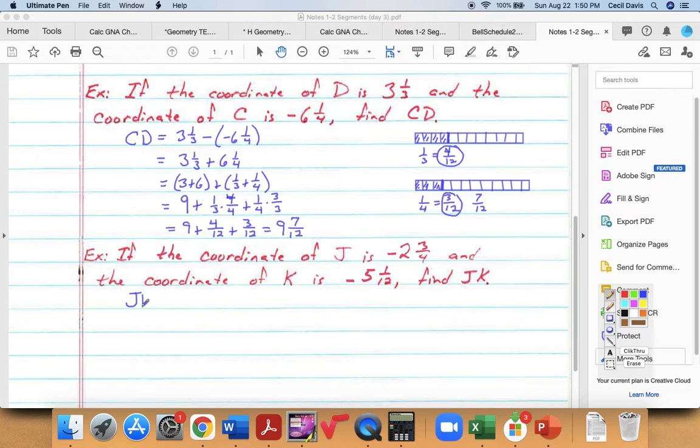So the length of jk is going to be equal to, I'll take the coordinate on the right, the bigger one, which is negative 2 3/4, minus the one that's further to the left, which is negative 5 1/12. I'll rewrite that as an addition problem. This would be plus a positive 5 1/12.